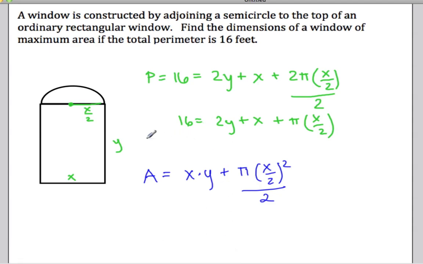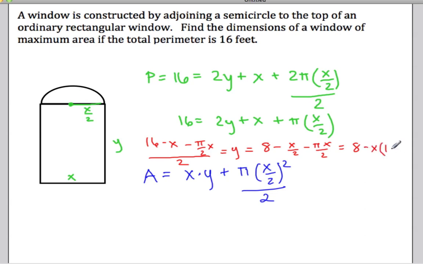Okay, so 16 minus x minus pi over 2 x, all divided by 2, is equal to y. I think I can simplify that a little bit. 8 minus x over 2 minus pi x over 4, which is also equal to 8. I'll just take out a minus x, so x times 1 over 2 plus pi over 4.